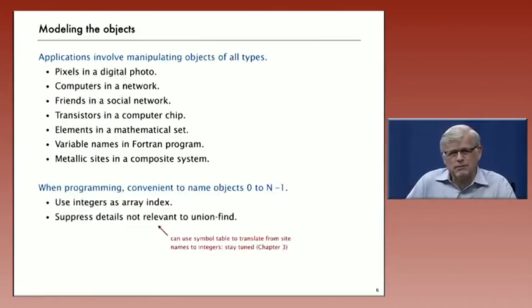But for programming, we're going to associate each object with a name, and we'll just name the objects with the integers from 0 to n minus 1. That's a very convenient initial starting point for our programs because we can use integers as an index into an array then, and then quickly access information relevant to each object.